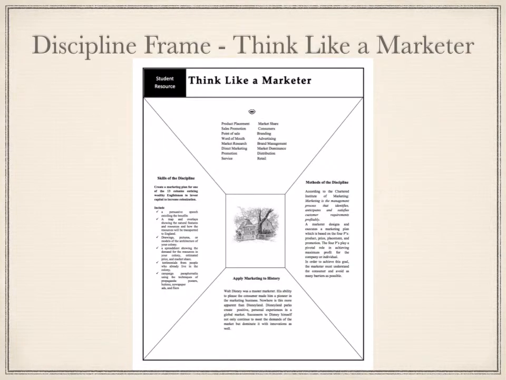For this particular lesson, this is what the discipline frame would look like. Under language of the discipline, they have a handful of words that they need to understand in order to complete the skills. Under methods, it talks about what marketing is. It gives a definition and discusses what a marketer does and what a marketing plan is. Finally, in the third section on the bottom, it gives an example of how marketing is applied to history. It gives a specific person. In this case, it's Walt Disney, because this is somebody that the students would most likely be able to relate with.